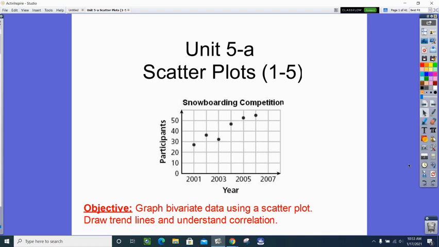So, anyway, today's objective is to go back to graphing real world cases, and we're going to be graphing bivariate data using what is called the scatter plot. We're also going to draw trend lines in and understand what the word correlation means. I think this is one of the most important graphs that we do. You could think about bivariate means two things that are varying. I mean, that's what bivariate means.